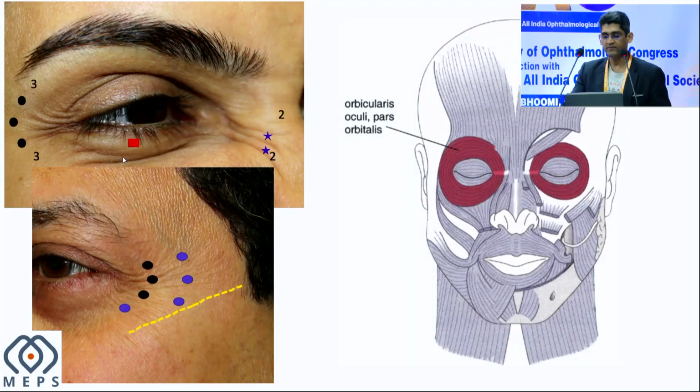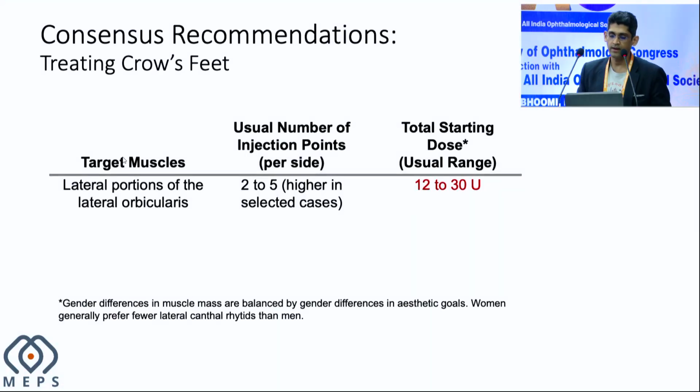And they can be variable, they have different anatomies, but to start off, there are 3 points which you can choose: the superior, the middle, and the inferior, which you can see very clearly here. And usually a starting dose of around 12 to 30 units suffices, 12 in women and 30 in men, because men have a bulkier orbicularis, and 2 to 5 points can be selected.